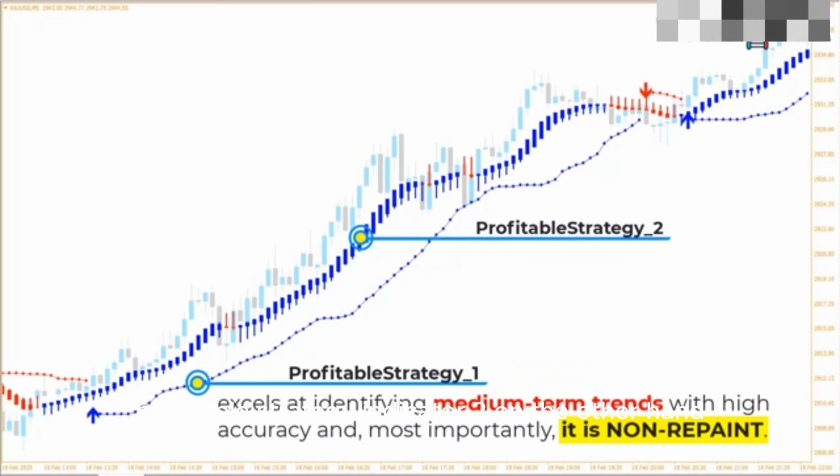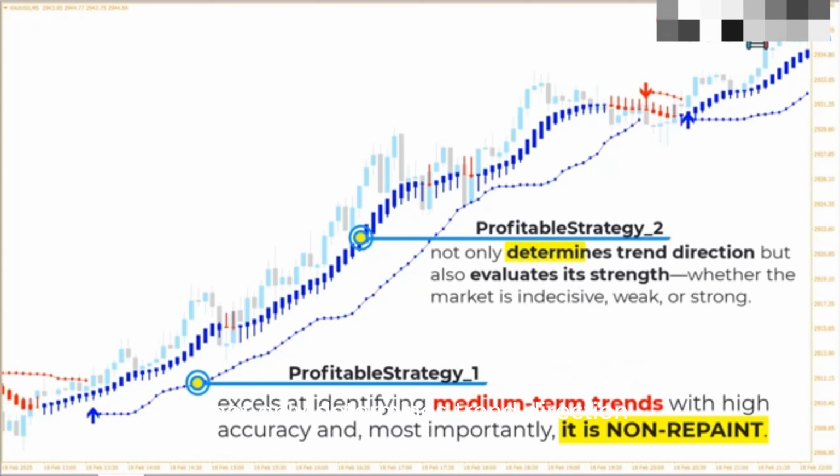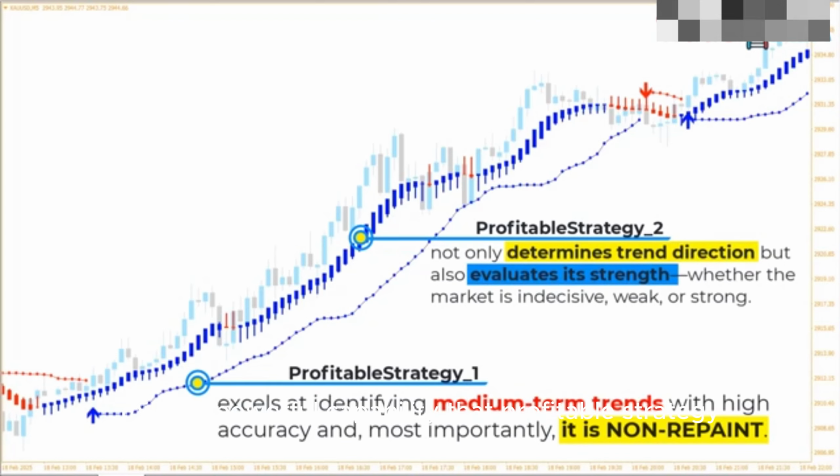Profitable strategy indicator 2, on the other hand, not only determines trend direction, but also evaluates its strength, whether the market is indecisive, weak, or strong. This is a powerful capability that profitable strategy indicator 1 does not have. However, if you try to extend the period settings on profitable strategy indicator 2 to analyze longer-term trends, its accuracy declines. That's why combining these two indicators creates a perfect synergy, where one compensates for the other's limitations.